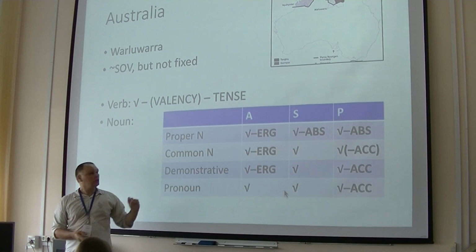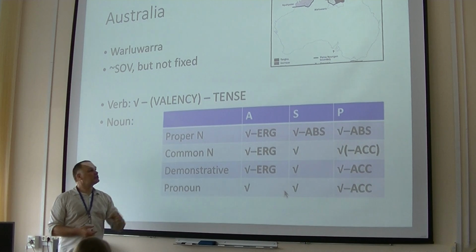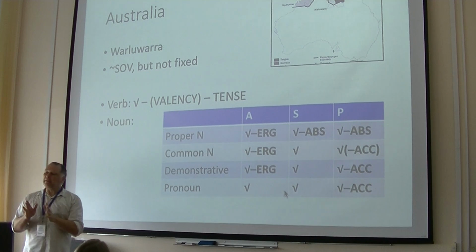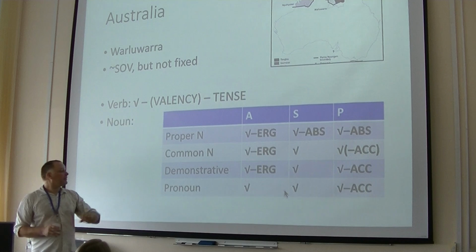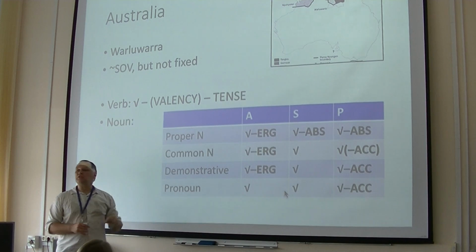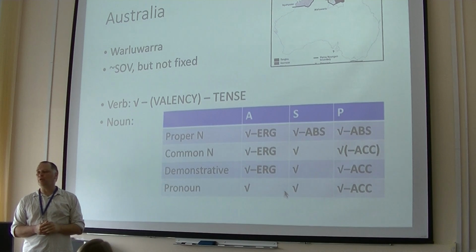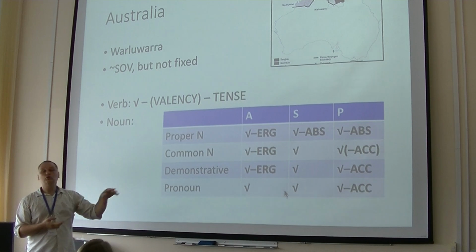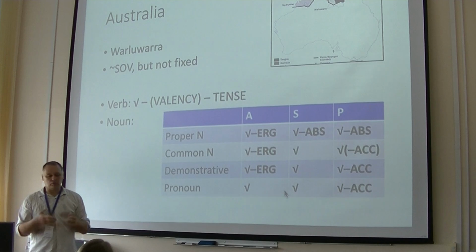Demonstratives mark ergative and accusative. And proper nouns have an overtly marked absolutive as well. So they really like this ergative bias, but they also have a split in the ergative marking such that pronouns, in some languages only first and second person pronouns, don't have ergativity, but appear with accusative.